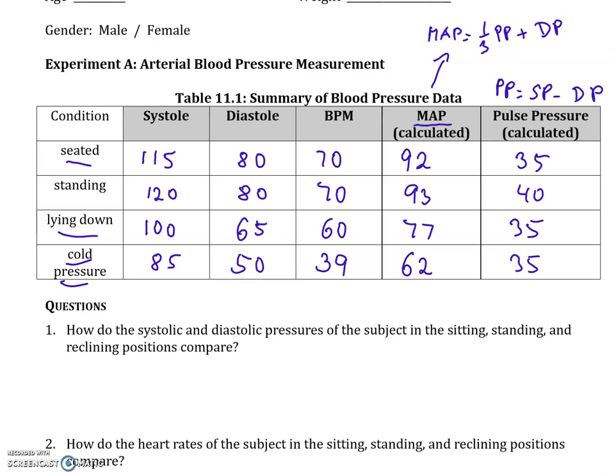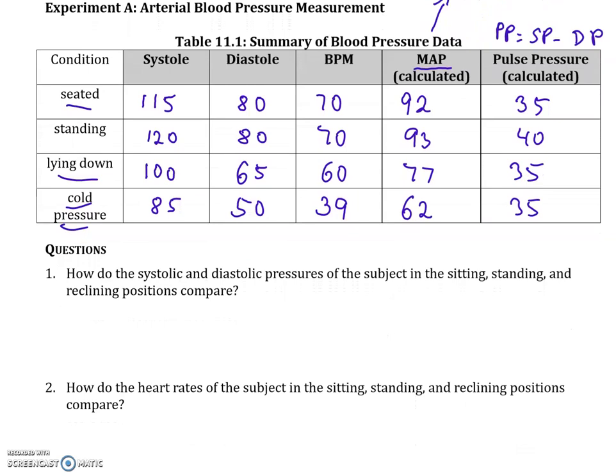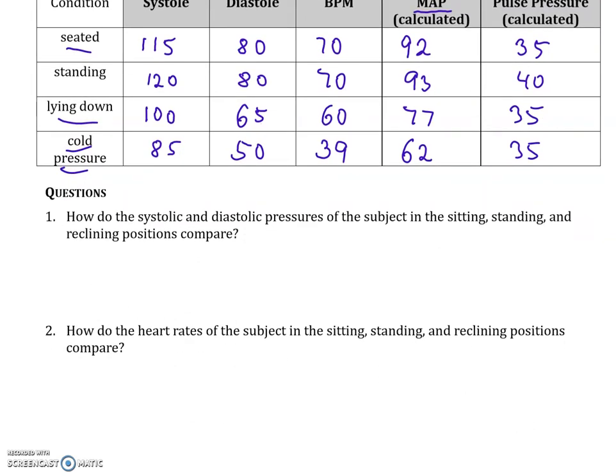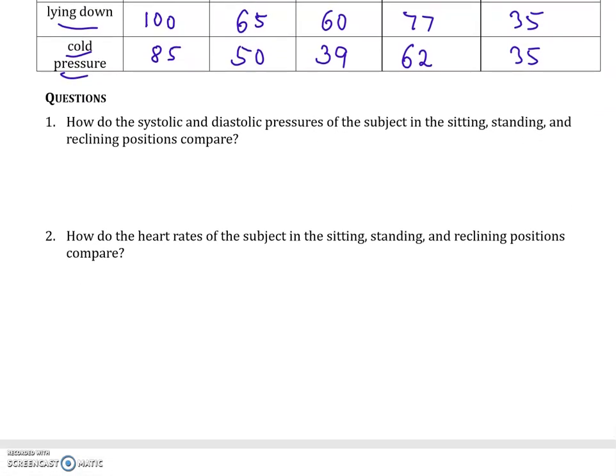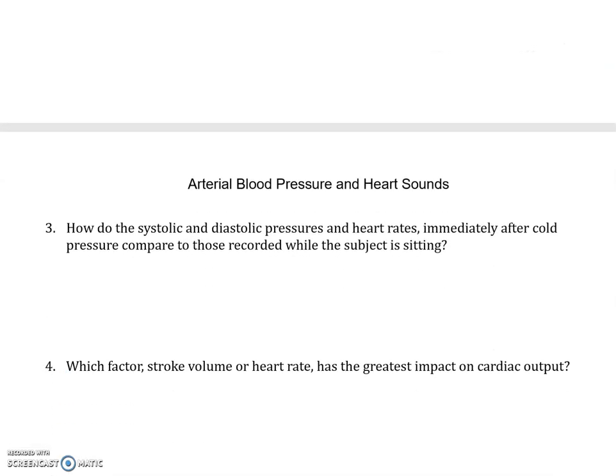Okay, so now let's answer the questions. How do the systolic and diastolic pressures of the subject in sitting, standing, and reclining positions compare? Well, the highest pressure should be when you're standing. Sitting and standing does not make much of a difference, but when you're reclining or laying down, then it should be slightly lower. The heart rate of the subjects in the different body positions, again, between sitting and standing shouldn't be much of a difference, maybe slightly less in sitting, and then reclining, your heart rate should go down.